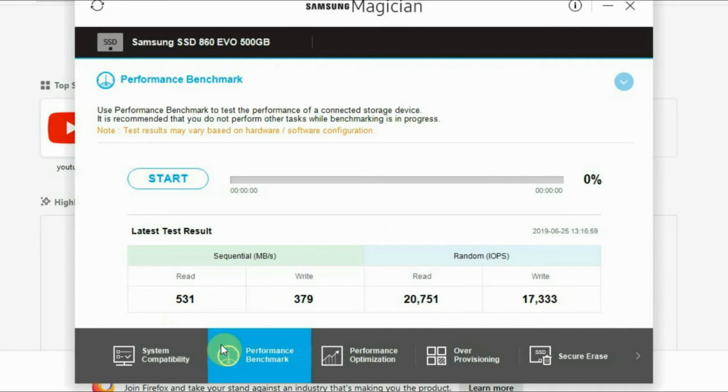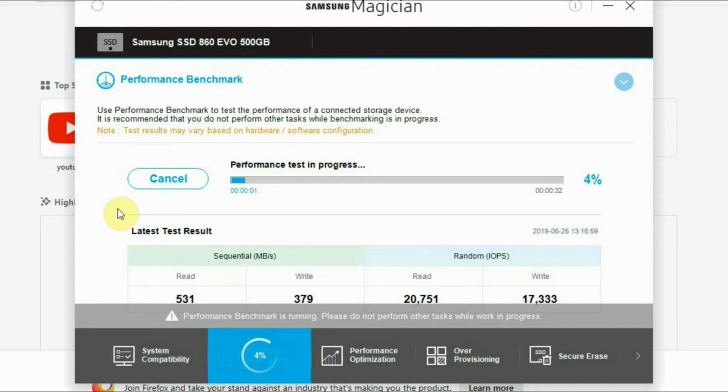Check your SSD's sequential and random read-write speeds, so you can always keep your system at its fastest.